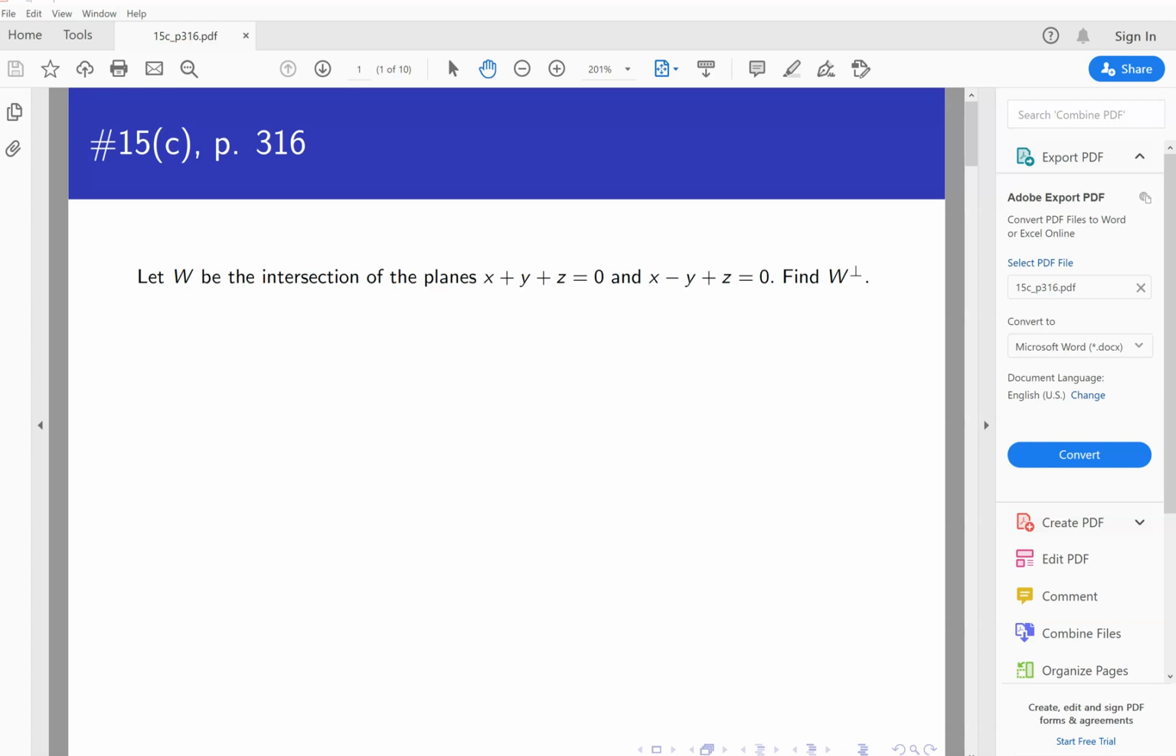Most of what we've concentrated on so far with finding the orthogonal complement of a subspace is, given a set of vectors, putting them in a matrix and figuring out what the orthogonal complement is, but we really haven't done anything graphically. So I thought I would show you a graphical example of what we're thinking of when we do orthogonal complements. Let's say we take W as the intersection of the planes x + y + z = 0 and x - y + z = 0. This problem asks you to find the orthogonal complement. This is number 15, part C on page 316 of your text.